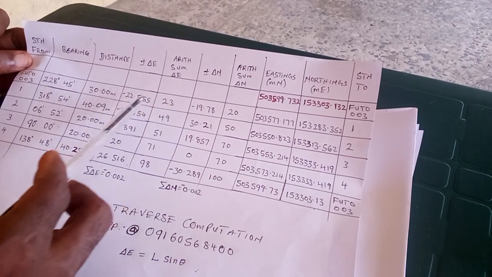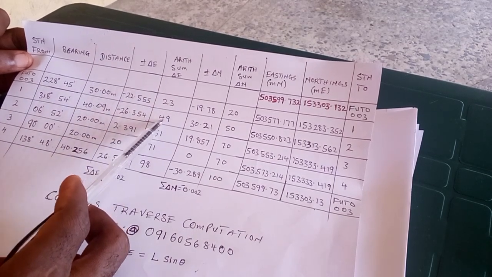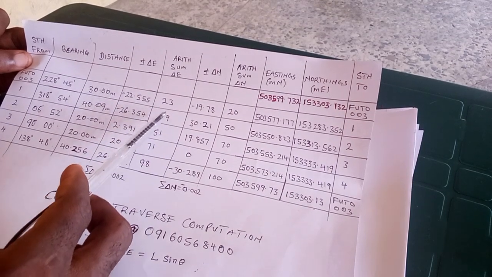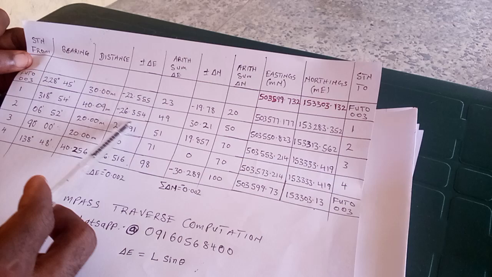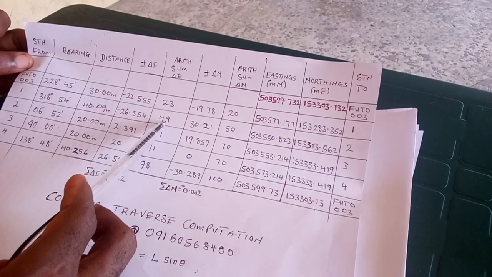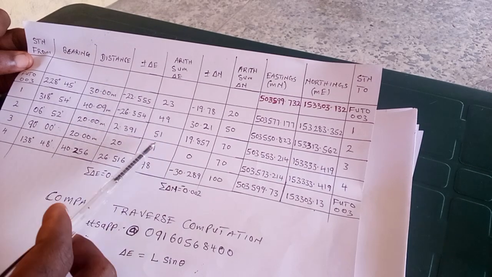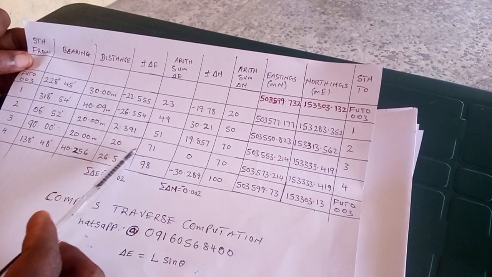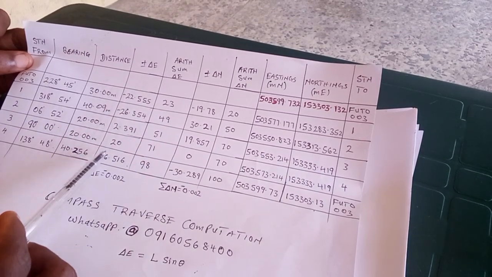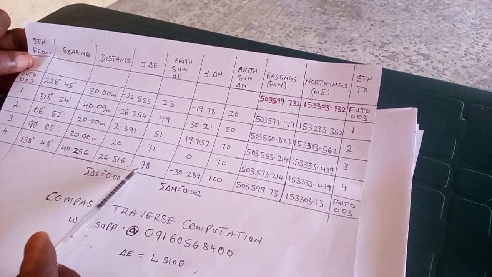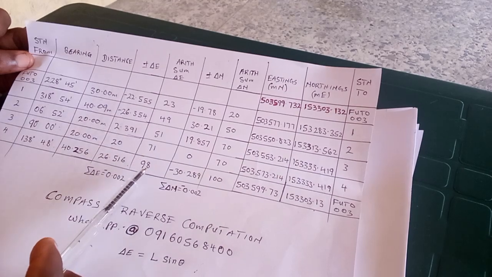So by the time you do 23 plus 26, you are going to have 49. The same way goes for the next station. So you are going to do 49 plus, if you approximate all this, it is 2. 49 plus 2, you will have 51. The same, 51 plus 20 is 71. Then 71, if you approximate this, you are going to have 27. So 27 plus 71 is 98. So that is how to have the arithmetic sum.